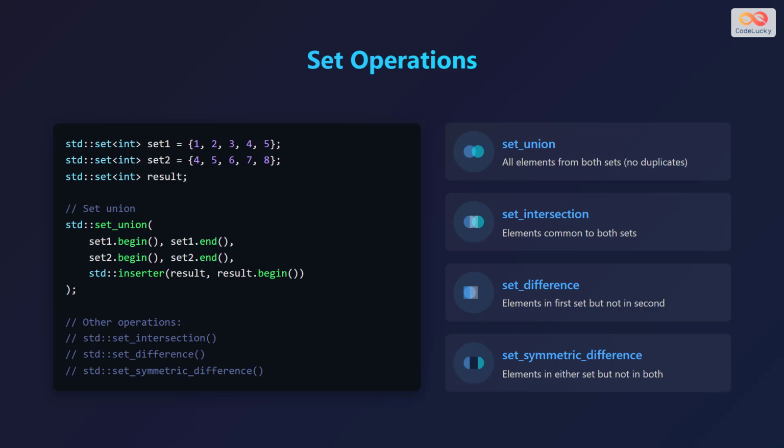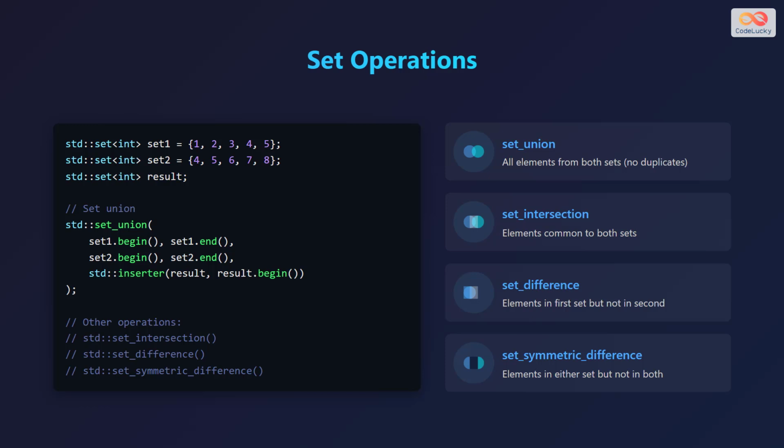Let's explore several set operations available in C++. Given two sets, you can perform operations like union, intersection, and difference using standard algorithms. The set union operation combines all unique elements from both sets into a single set. This can be achieved using std::set_union, providing the beginning and end iterators of both sets, and an inserter for the result set.